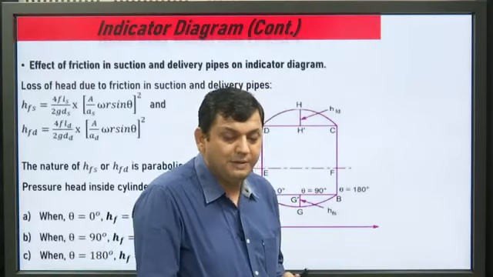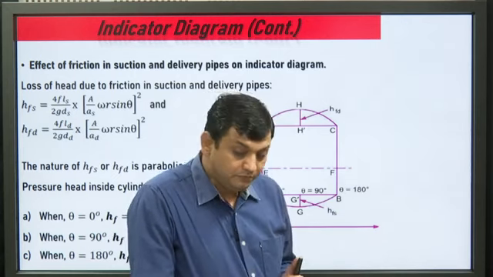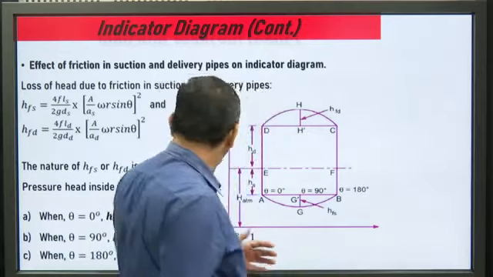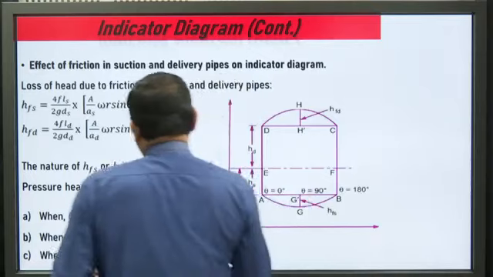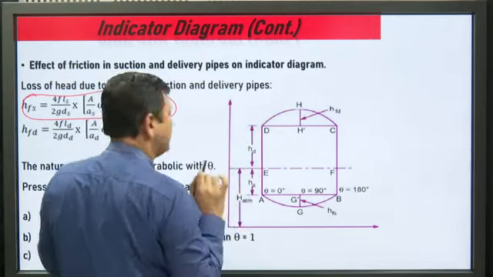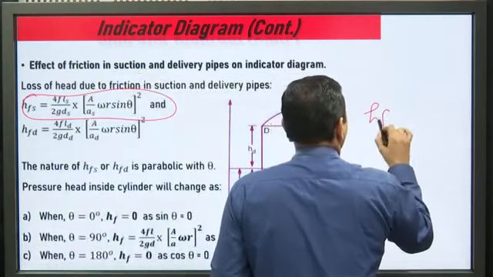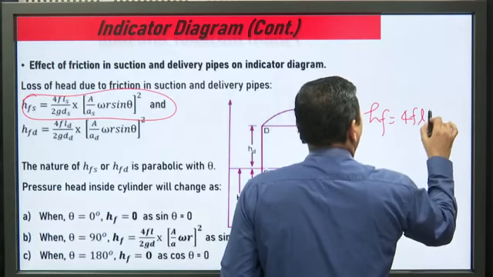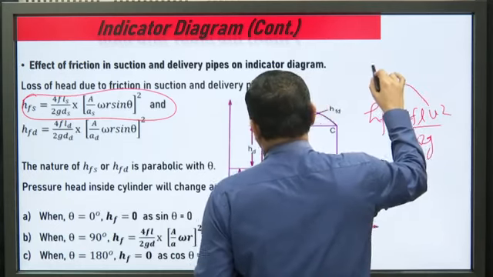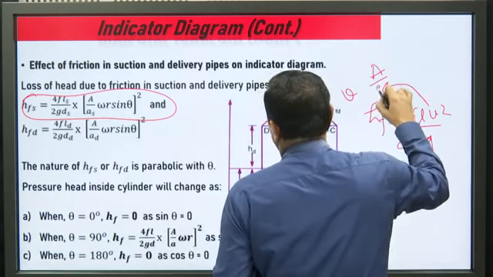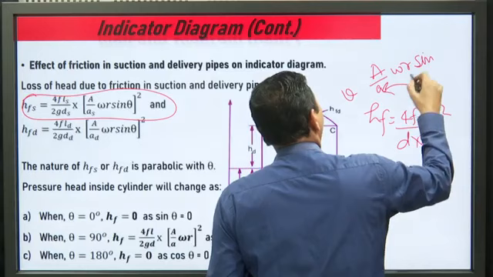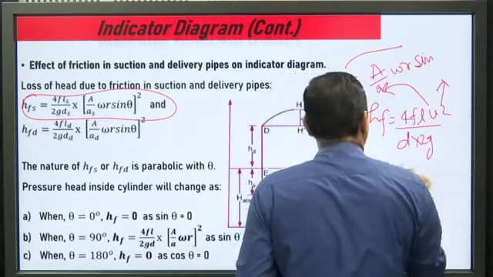Then, in the ultimate indicator diagram, what is the effect of friction? We have previously derived this equation. This is calculated by the Darcy-Weisbach equation, HF equal to 4fLv square upon d into 2g, and this velocity is v equal to A upon a, omega r sin theta. Because this is the square term, the nature is parabolic.